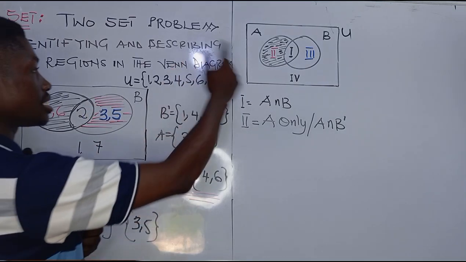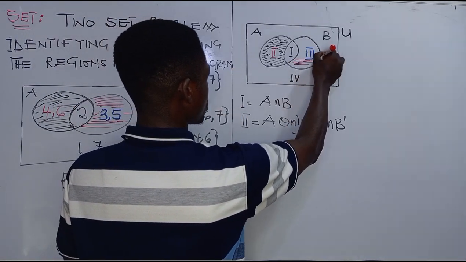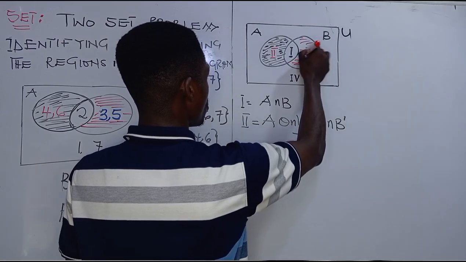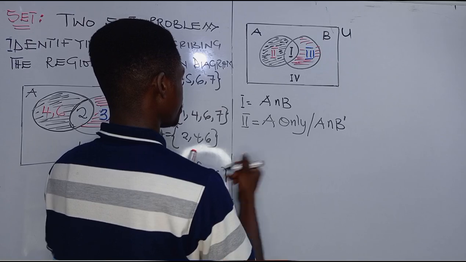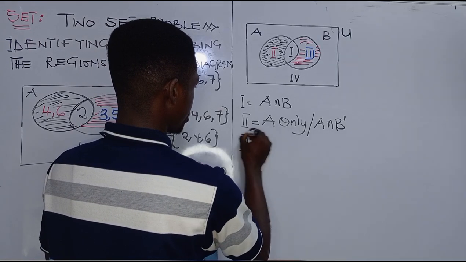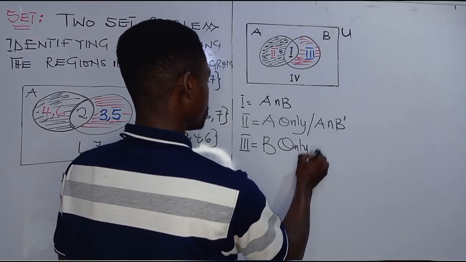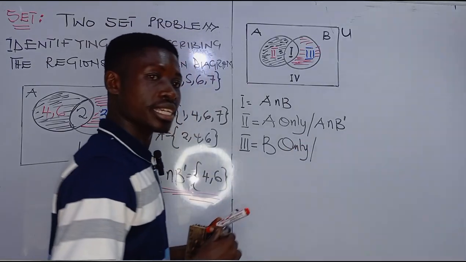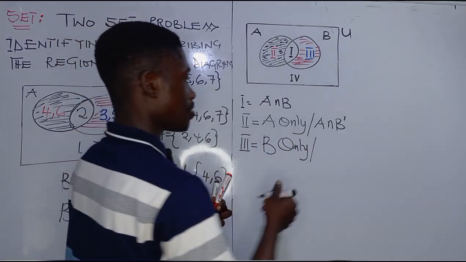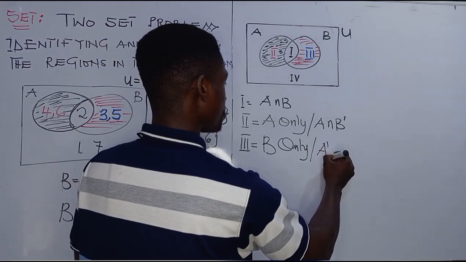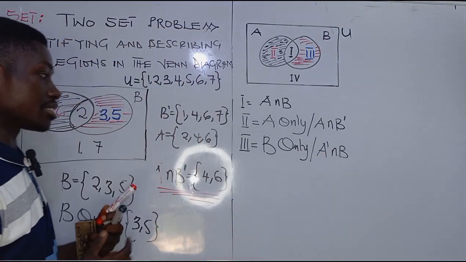So when you transfer it here, this region is called B only. So region III is called B only. Now, what do you think will be the set notation for B only? I believe you are saying A complement intersection B. Very, very good. That is that.